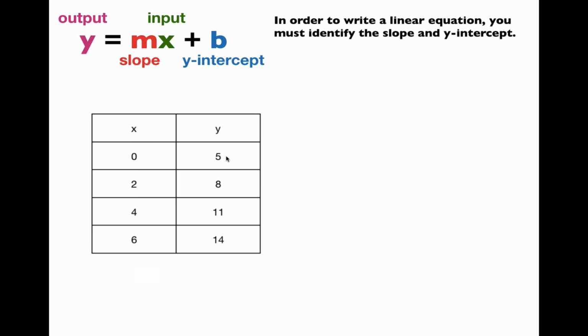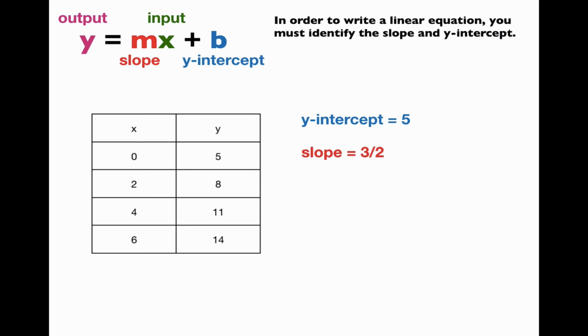If we look at y, how is y changing? Y is increasing by 3, increasing by 3, increasing by 3. X is increasing by 2, by 2, and by 2. So it looks like our rate of change is 3/2. As y increases by 3, x increases by 2. And the y-intercept, if you recall, is always the output when the input is 0. So here the input is 0, the output is 5. So our y-intercept is 5, and our slope is 3/2.